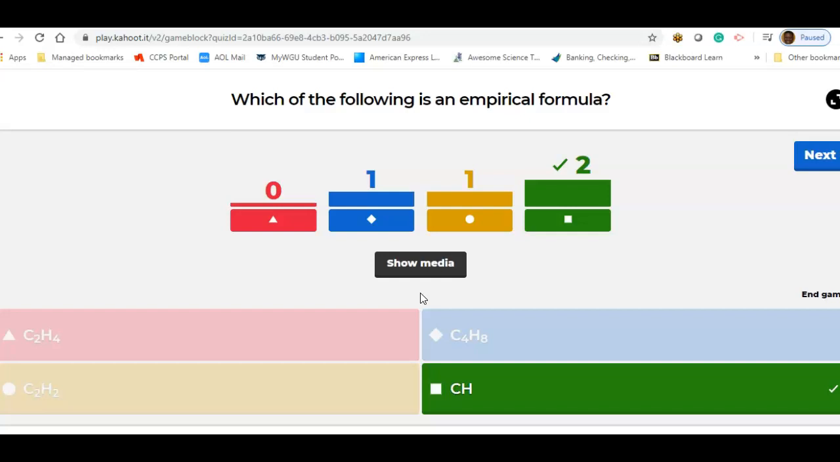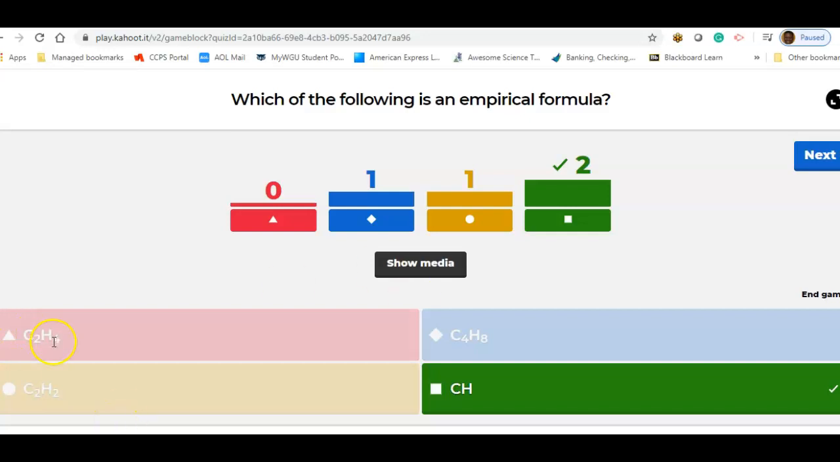All right. Who doesn't understand empirical formula again? Can you explain it? What was the question? Which of the following is an empirical formula? You don't know empirical formula? Refresh my memory. The one that has the simplest ratio number.